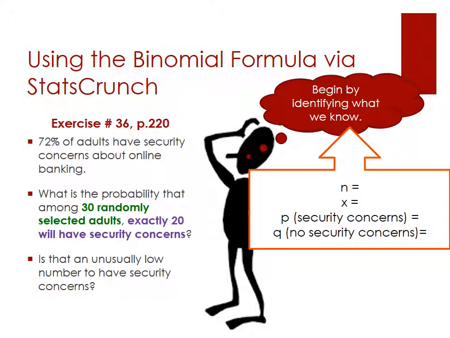Again, we need to begin by identifying what we know. Let's plug this information into our n, which represents our number of trials, our x, which is the specific number of trials we're interested in, and p. We're setting p as security concerns, as that is our focus, and q is then not having security concerns. Take a moment and identify how you'd move these pieces over, and when you finish, click on the video and move on to the next part and we'll check it.